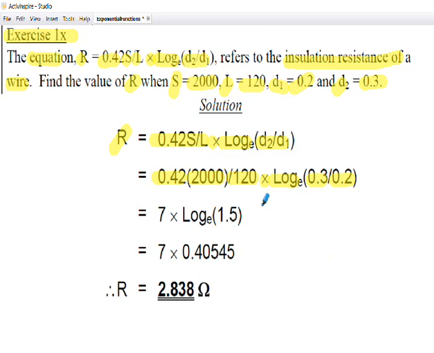Multiplying 0.42 times 2000 divided by 120 gives me 7, and then that's multiplied by log to the base e of 0.3 divided by 0.2. Doing the evaluation on that, we find that r is equal to 2.838 ohms.